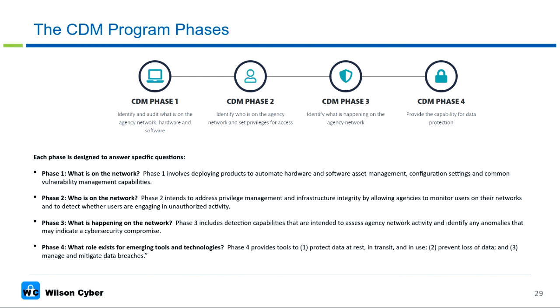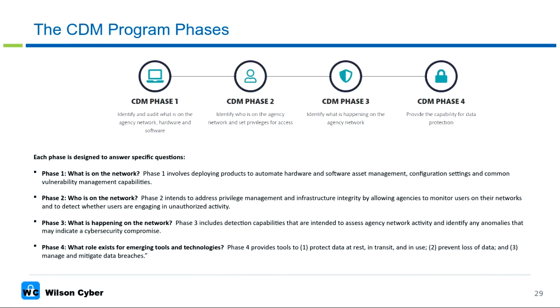The phases of CDM, there are 4 phases. This is basically how CDM has been implemented within the federal government. CDM phase 1, identify and audit what's on the agency network, hardware and software. CDM phase 2, identify who is on the agency network and set privileges for access. CDM phase 3, identify what's happening on the agency network. CDM phase 4, provide the capability for data protection.